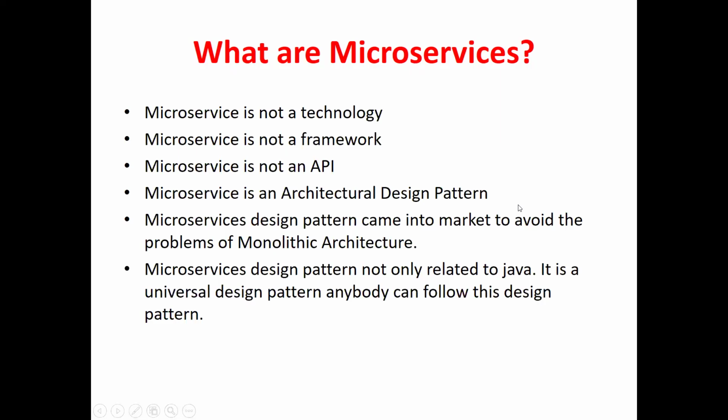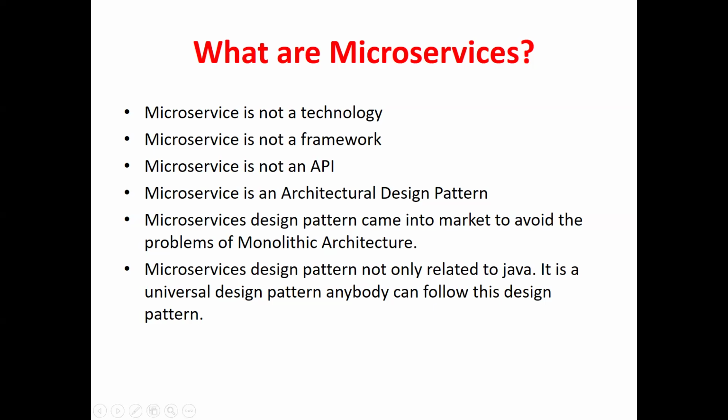What does microservice mean? It is a way of writing the code, dividing the application by following one pattern, that is the architectural design pattern. Microservices came to the market to avoid the problems of monolithic architecture. I am going to discuss in detail how our monolithic architecture looks and how we can divide it into microservices. This is not specific to Java, it is a universal design pattern. Anybody can follow this pattern.